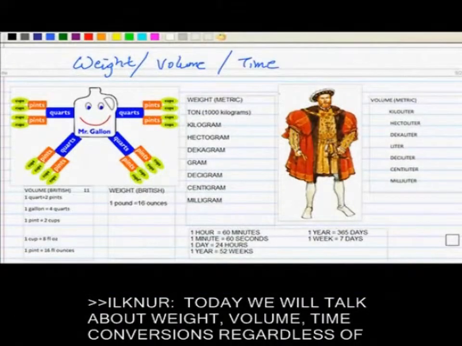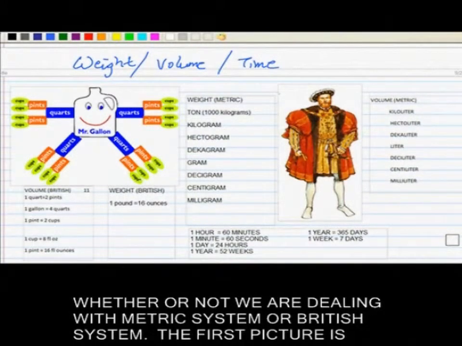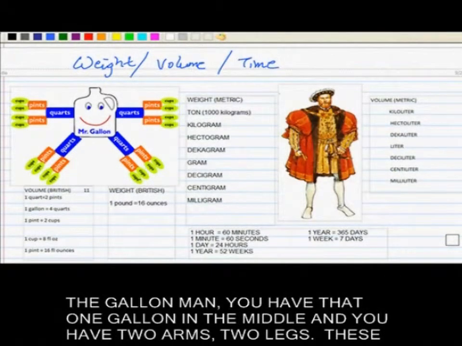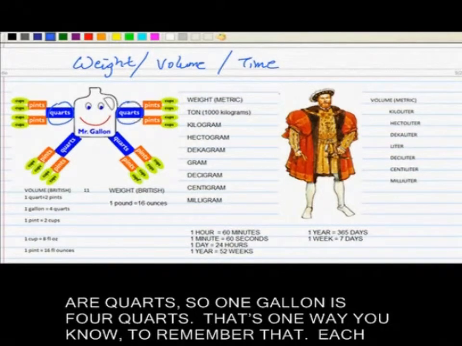Today we will talk about weight and volume type conversions, regardless of whether we're dealing with the metric system or the British system. The first picture is the gallon man. You have that 1 gallon in the middle and you have 2 arms, 2 legs. These are quarts. So 1 gallon is 4 quarts. That's one way to remember that.